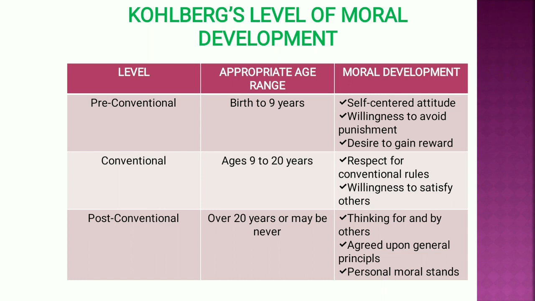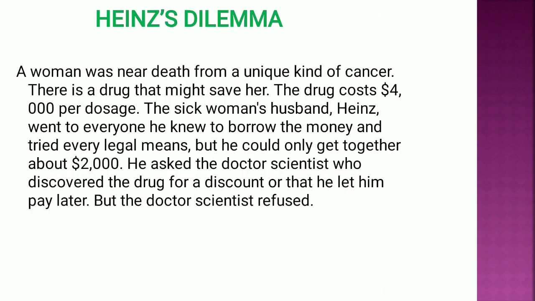In the conventional level, people around 9 to 20 years come under this level. They have respect for conventional rules and a willingness to satisfy others. The post-conventional level is over 20 years, or maybe never. Thinking for and by others, agreed upon general principles, and personal moral standards are the moral development of Kohlberg's post-conventional level.